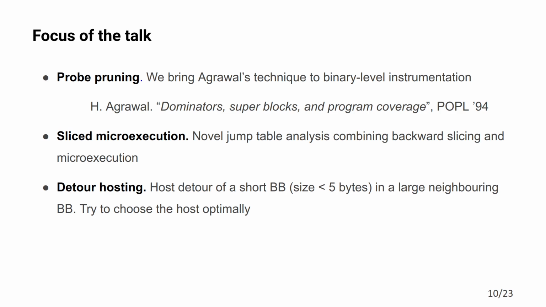The final technique is detour hosting. Variable length ISAs, such as x86, allow basic blocks to be smaller than the size of a detour, which is 5 bytes. Skipping such small basic blocks will incur a loss in the accuracy of the coverage reported by our tool. To address this problem, we try to choose a host for the detour among the neighboring basic blocks. We try to make this choice optimal using a greedy algorithm.